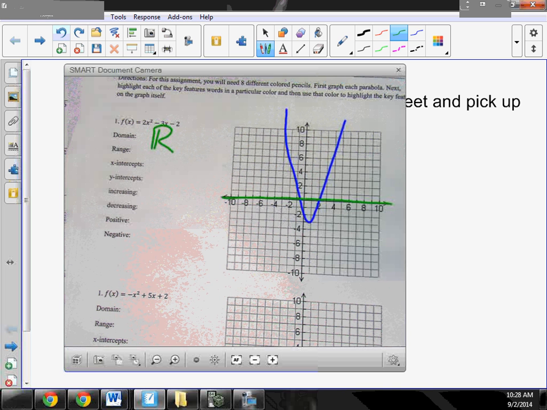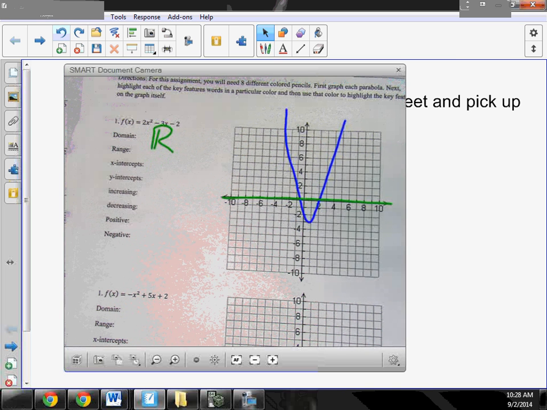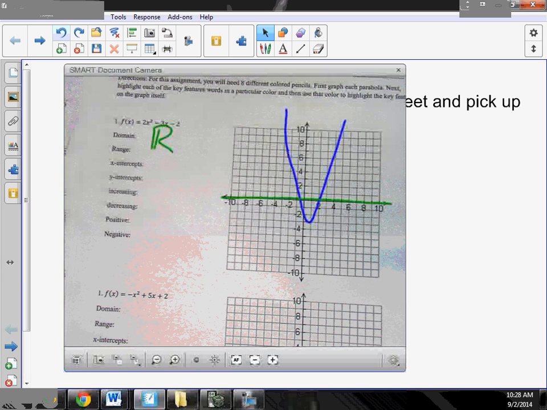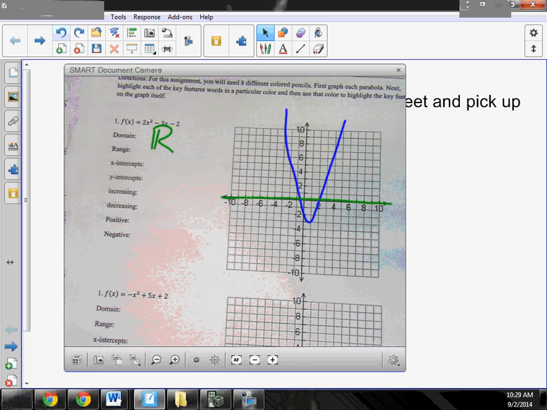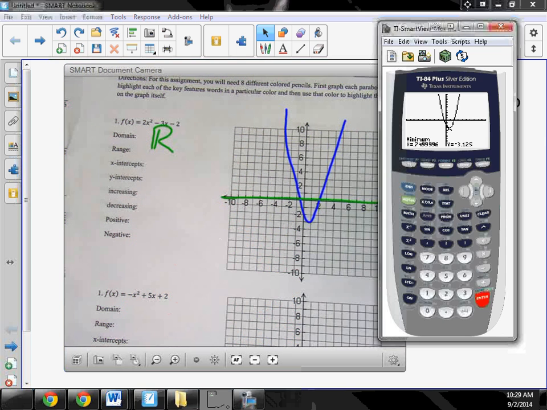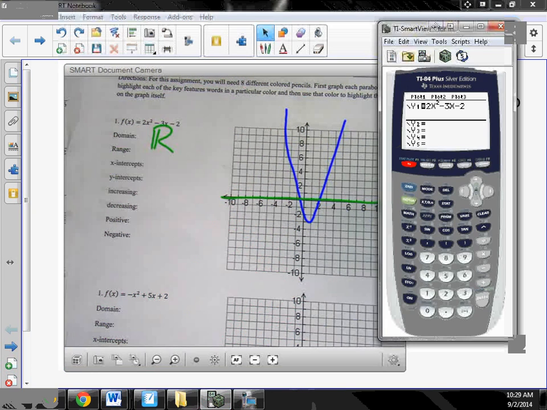Okay. Now the range. In order to fill out the rest of this, we need to know the minimum or maximum point. We need to know the x-intercepts and the y-intercepts. So if you have a calculator, pull it out. If you don't have one, you're in serious trouble. You got your calculator? Okay. So type in the equation and push graph.